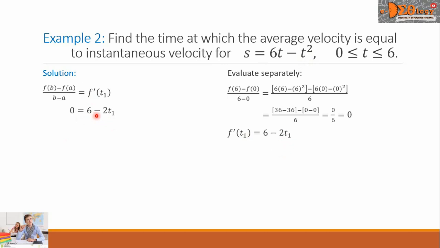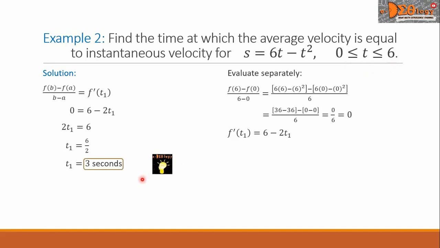Let us transpose the negative 2t sub 1 to the left side, and the negative sign becomes positive. 2t sub 1 equals 6. Let us divide this equation by the coefficient of t sub 1, which is 2. So t sub 1 is equal to 6 over 2, and the quotient gives us the value 3. This 3 is with respect to time. Again, we write the unit, seconds: 3 seconds. Take note that our answer here is inside the closed interval of t from 0 to 6. This is our final answer.